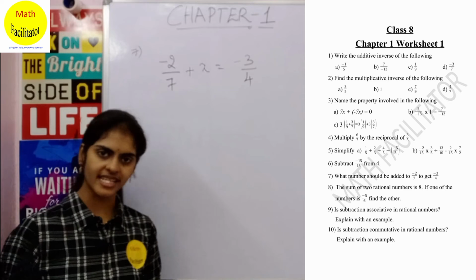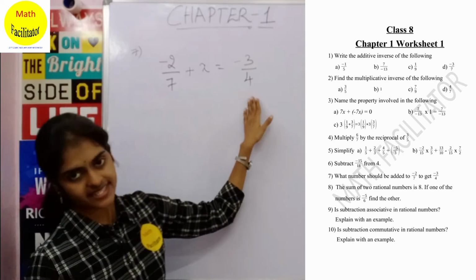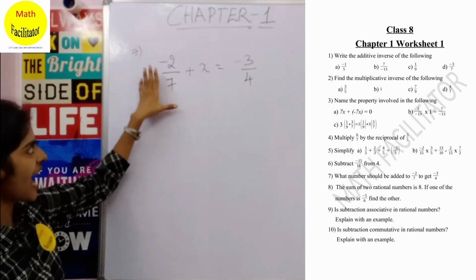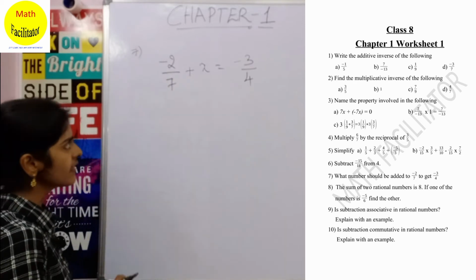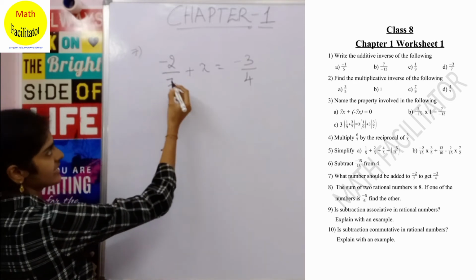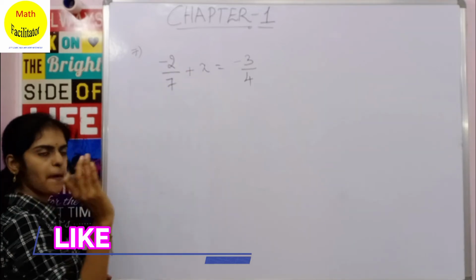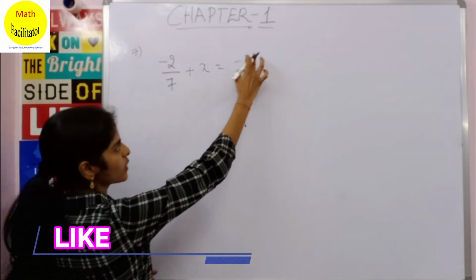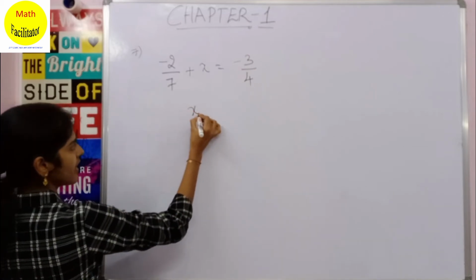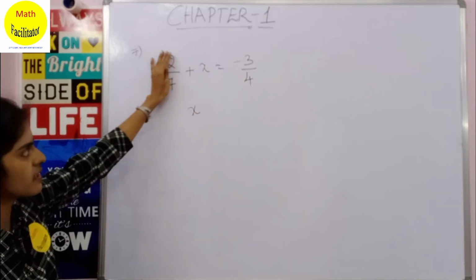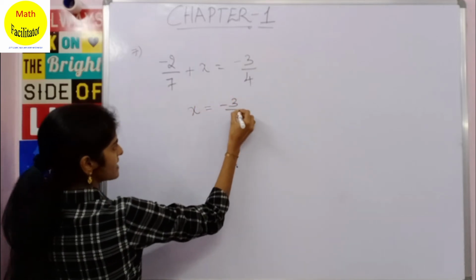Now the next question is, what should be added to minus 2 by 7 to get minus 3 by 4? Okay, so you have to add something to minus 2 by 7 to get minus 3 by 4. So the same thing in statement form you will write in this way: minus 2 by 7 plus, you have to add something, so let that something be x, is equal to minus 3 by 4. Now simple solving. So I want the value of x, so I'll send this term to the other side. Clear? So x is equal to minus 3 by 4.